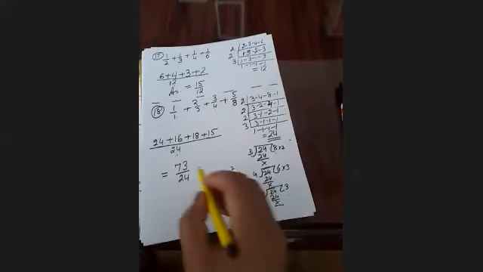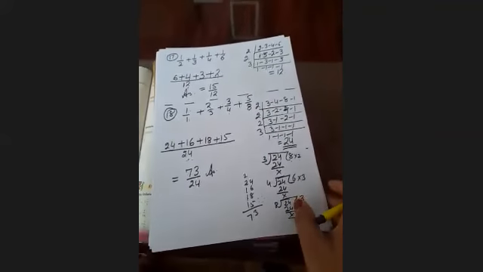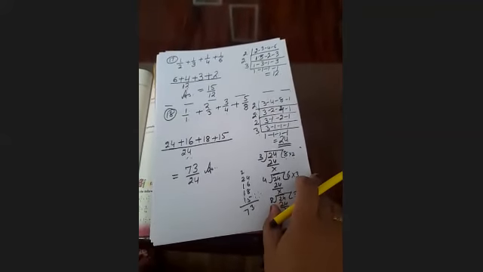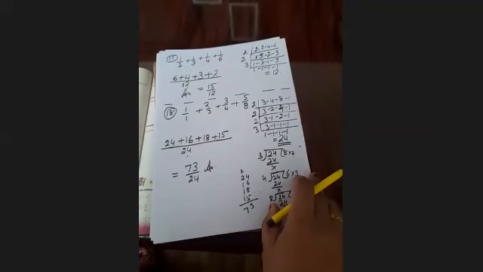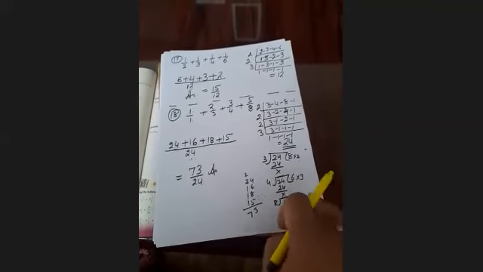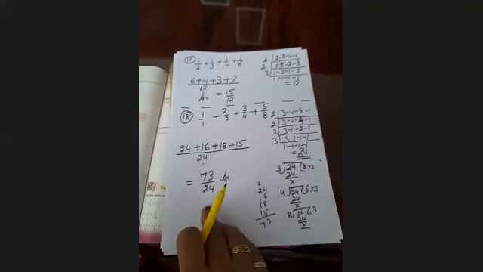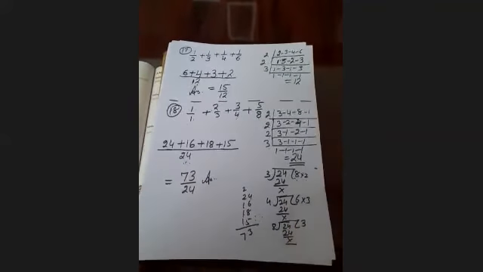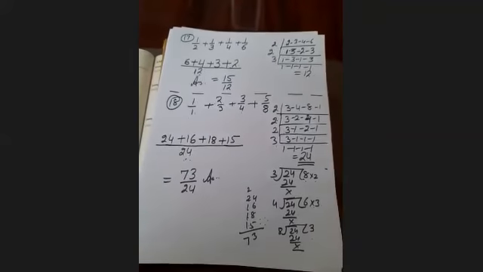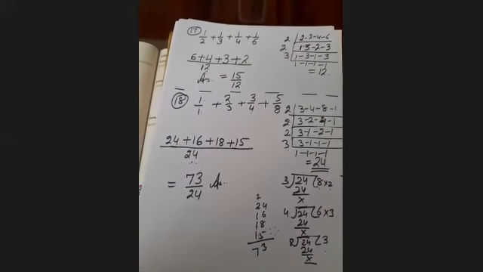Upon 24. So your answer is 73 upon 24. Yes, friends, this is question number 18, last question of exercise 27.